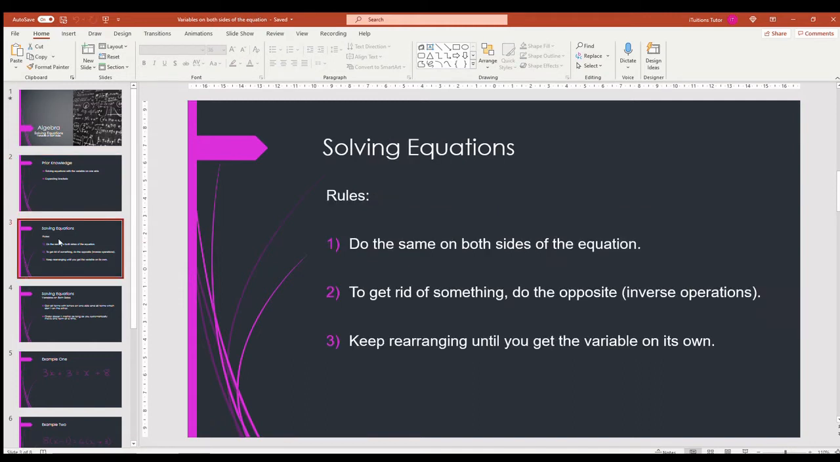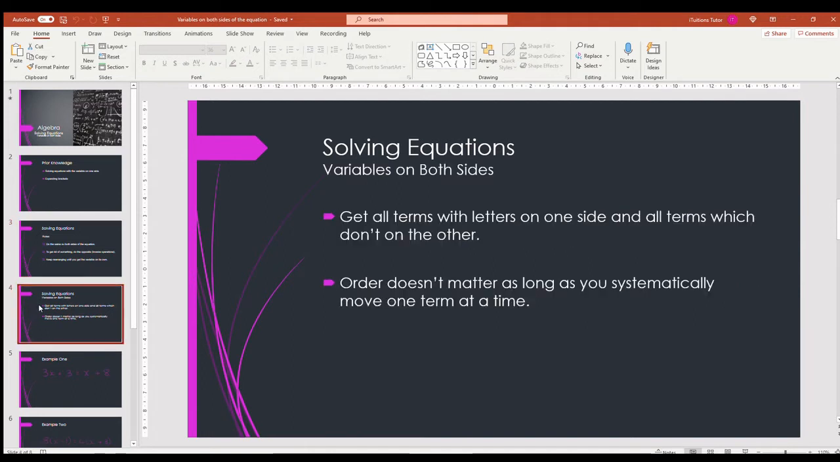The rules are the same as solving equations with variables on one side. Do the same on both sides of the equation. To get rid of something, do the opposite, which is the inverse operations method. Keep rearranging until you get the variable on its own. The only extra bit of information you need to solve equations with variables on both sides is to get all terms with letters on one side of the equal sign and all terms which don't have a letter on the other side. It doesn't matter which order you start in, as long as you systematically move one term at a time.